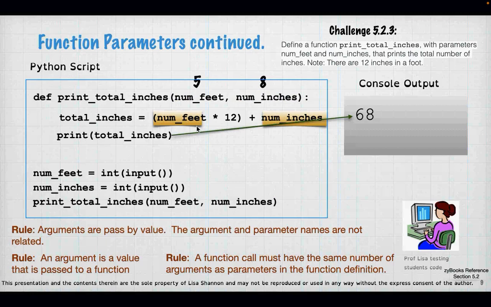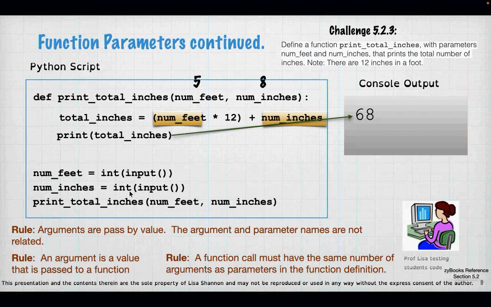and I've done a calculation. Now, one thing to note here is that the variable name of the argument has nothing to do with the parameter name. The num feet that I get from input could have as easily been x. So the names don't matter. It's the position. Arguments and parameters are only positionally associated. What I mean by that is, first argument becomes the first parameter value. Second argument becomes the second parameter value.